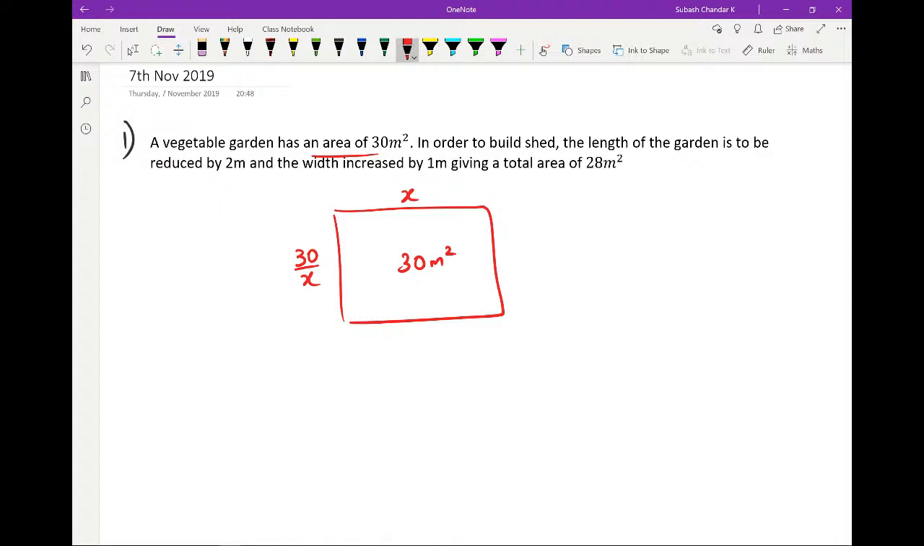So the first part is understanding this. I think this is how you started off, right? Now the second part is this. The length of the garden is to be reduced by 2 meters, and the width is increased by 1 meter. You can do it either way you want, but I'm going to do it like this. That's reduced by 2 meters, and the width is increased by 1 meter. So what we have is this new green rectangle, which has an area of 28 meters squared.